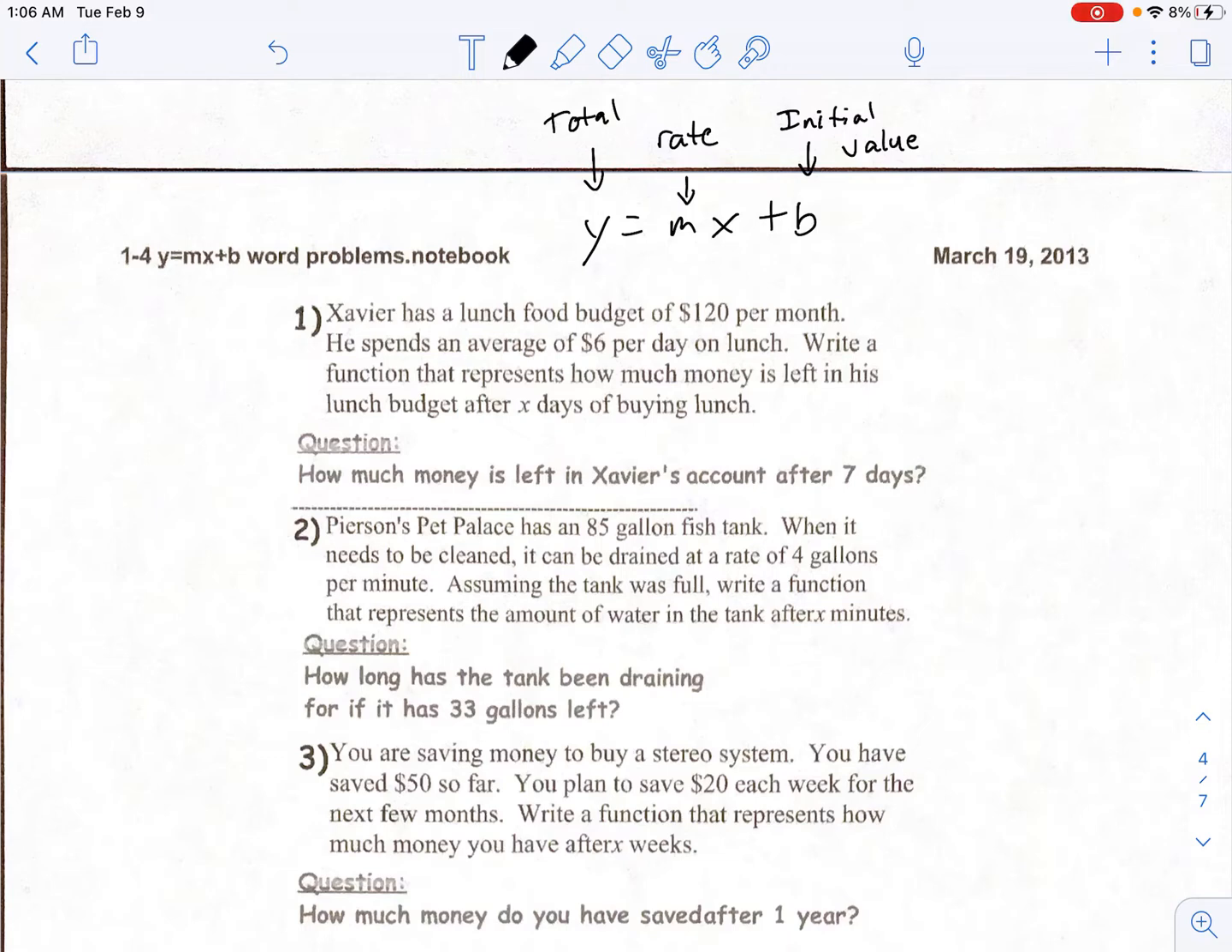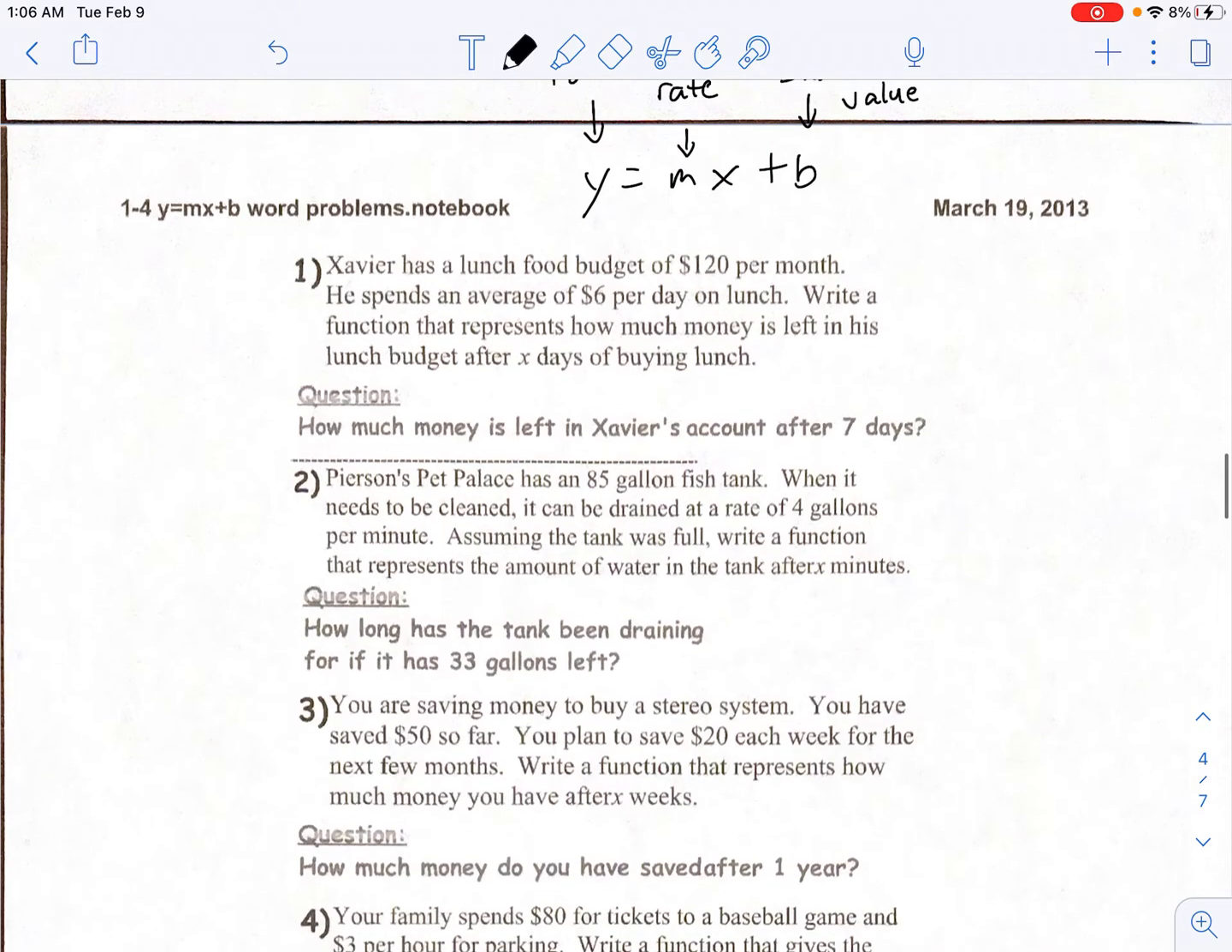The first one says Xavier has a lunch food budget of $120 per month. He spends an average of $6 per day on lunch. Write a function that represents this. It basically tells you your label, so we can go ahead and write the labels down, because we always want to do labels. X is in days. And if you've watched any of my previous videos or been in my class, you know that the majority of the time when money is involved, that generally is your Y. It just so happens that it works out that way most of the time.